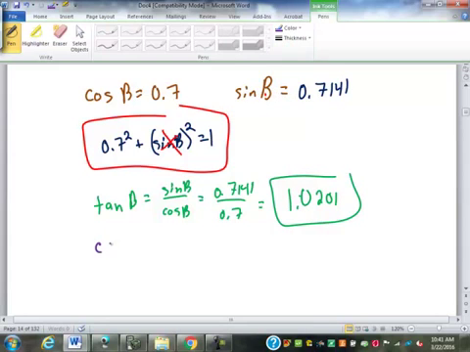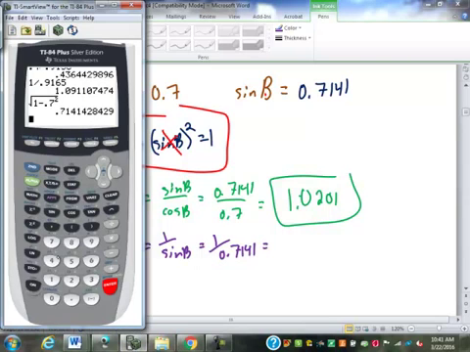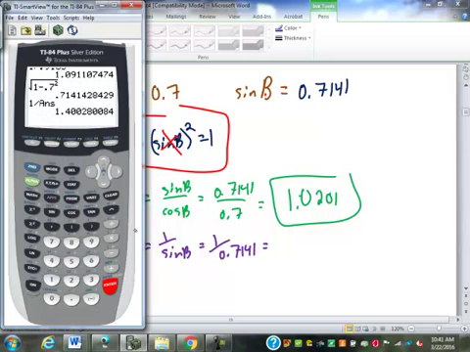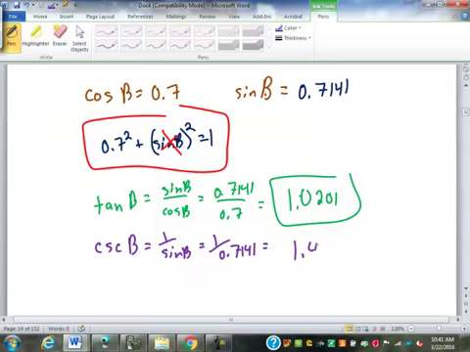What if I ask you for the cosecant of B? Cosecant is 1 over the sine. So it's 1 divided by 0.7141. Oops, that's not what I wanted. 1.4003 exactly.